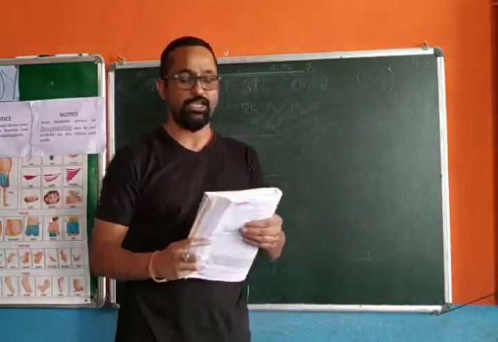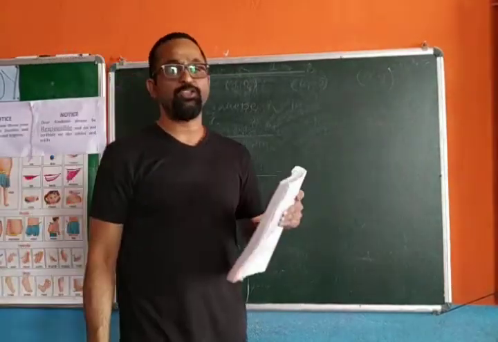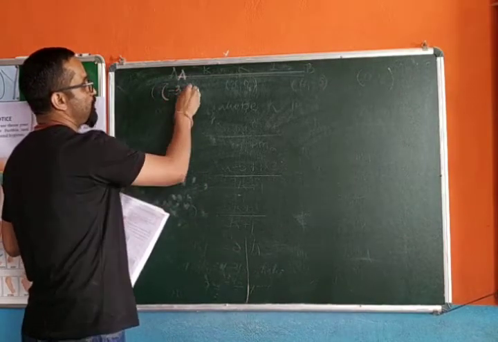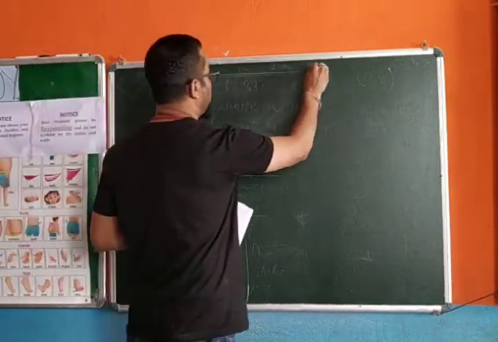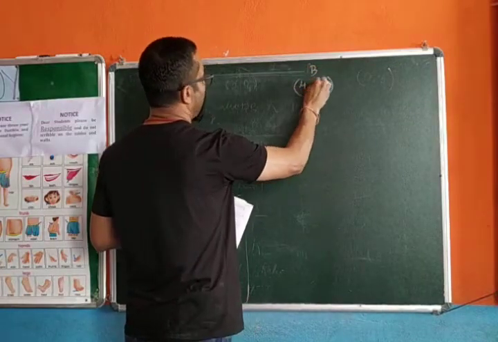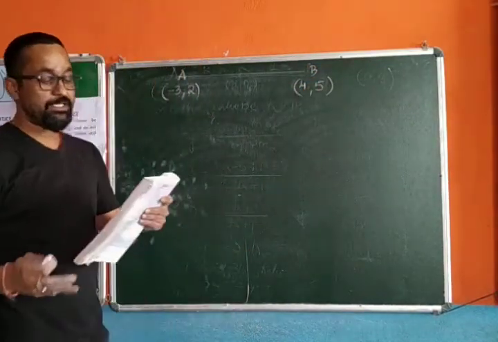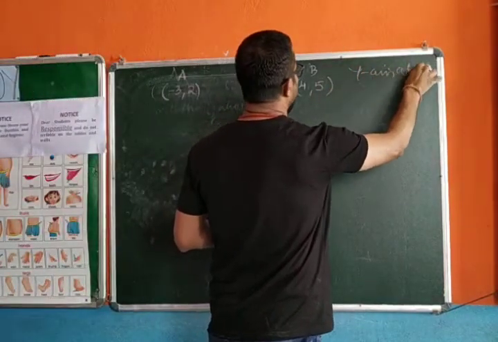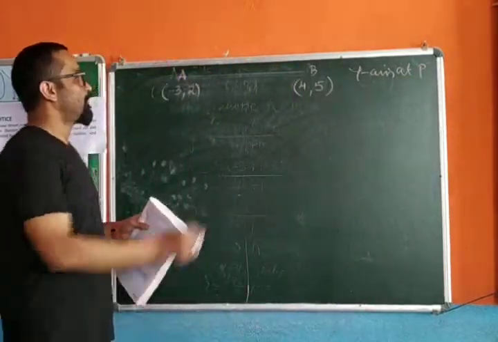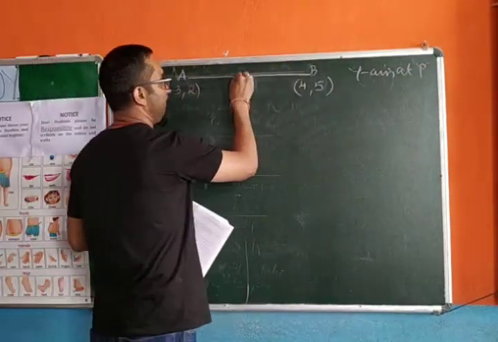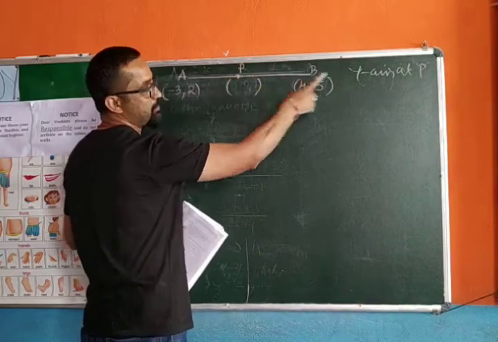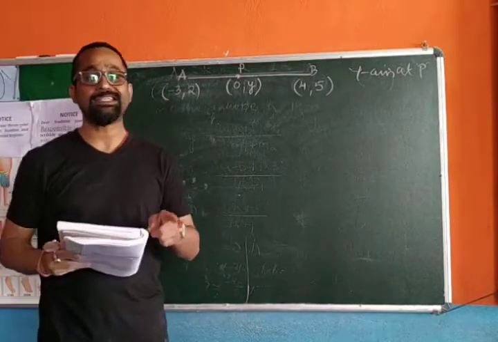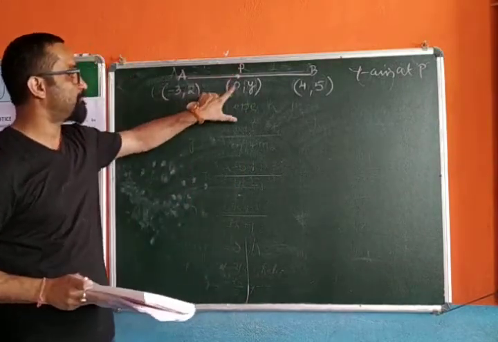I'll change the coordinates. The line segment joining A minus 3, 2 and B 4, 5 is intersected by the y-axis at P. So you join this, intersected by the y-axis, 0, y. Write down the abscissa of P. Abscissa of P is 0.